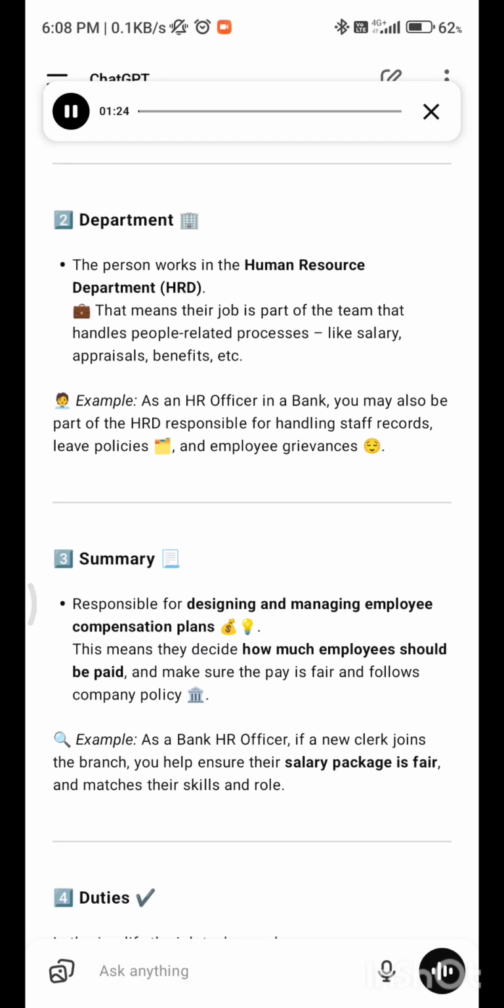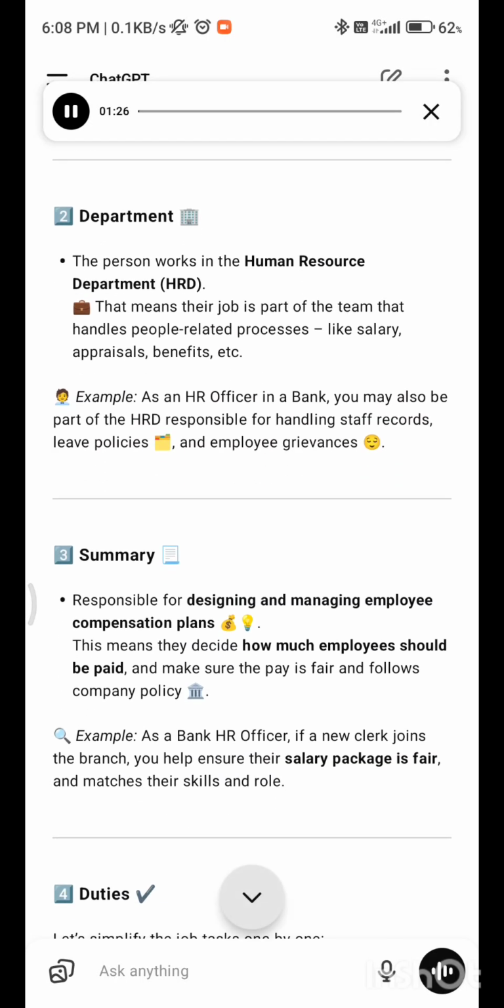2. Department. The person works in the Human Resource Department, HRD. That means their job is part of the team that handles people-related processes, like salary, appraisals, benefits, etc. Example, as an HR officer in a bank, you may also be part of the HRD responsible for handling staff records, leave policies, and employee grievances.